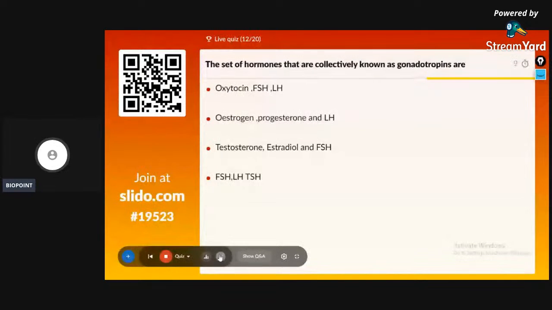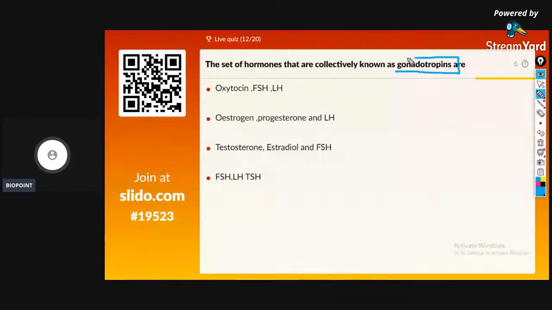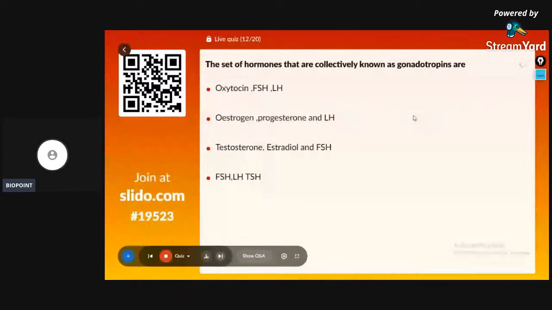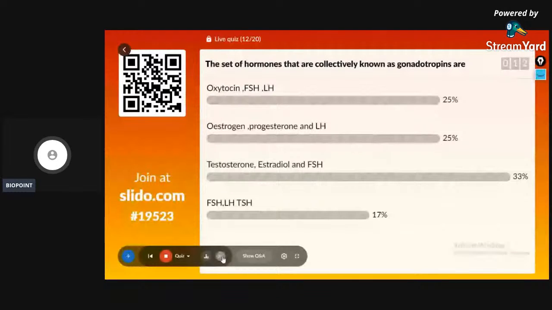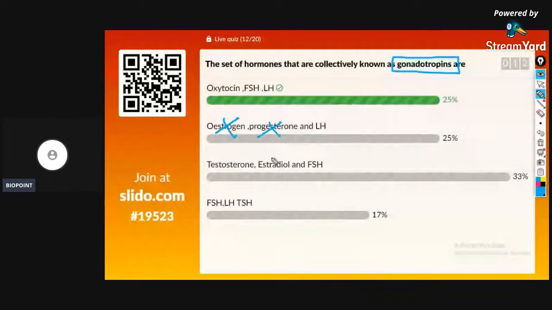Asking about gonadotropin, released by the anterior pituitary gland, that helps in reproduction. The correct answer for the question is option A. Guys, estrogen and progesterone are never gonadotropins. They are sex hormones. Testosterone is not. Estradiol is also not a gonadotropin. Thyroid stimulating hormone, how can it be helping the reproductive processes? The correct answer: oxytocin, birth hormone, FSH, follicle stimulating hormone, LH, luteinizing hormone. That is the answer.